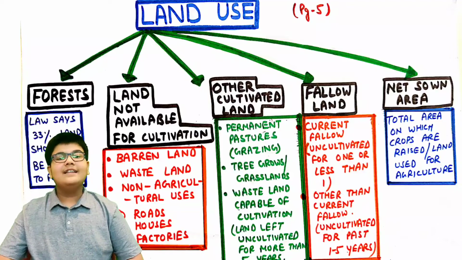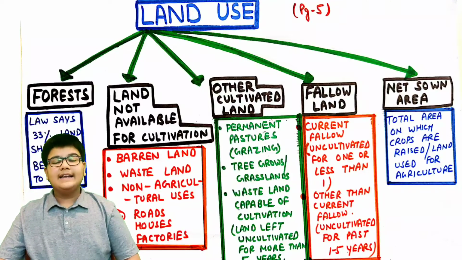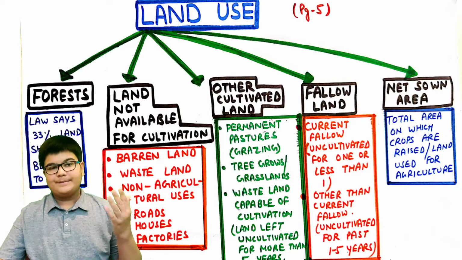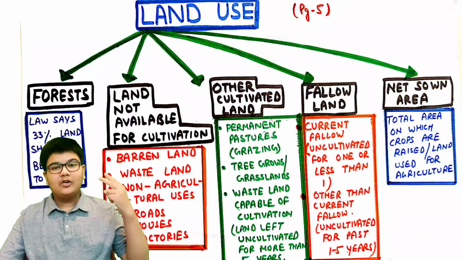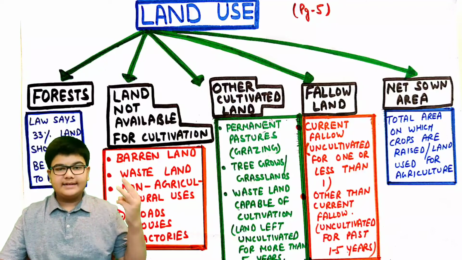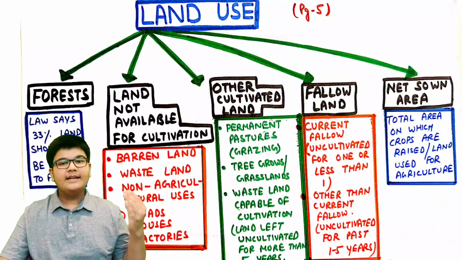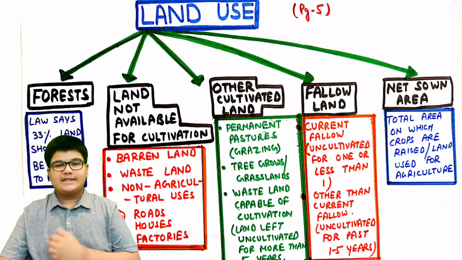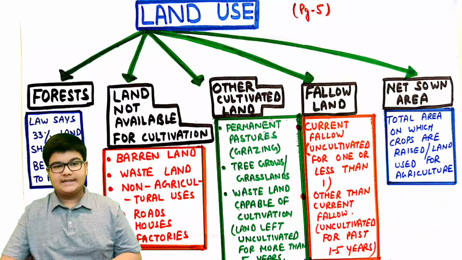Now let us understand the land use in India. In India, land is used for 5 main purposes: forests, land not available for cultivation, other uncultivated land, fallow land, and net sown area. Forests. By law, 33% of the land should be dedicated to the forests. But in India, currently the forest land accounts for only 23%.